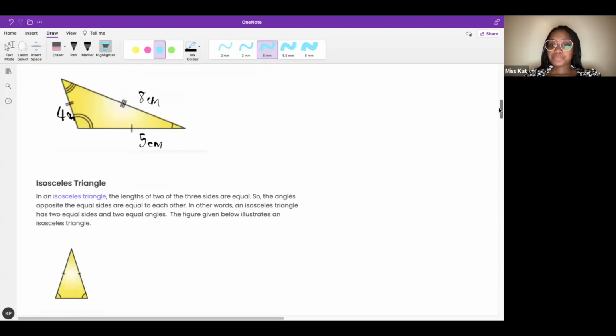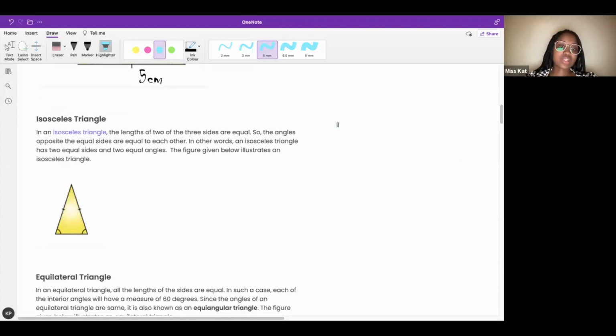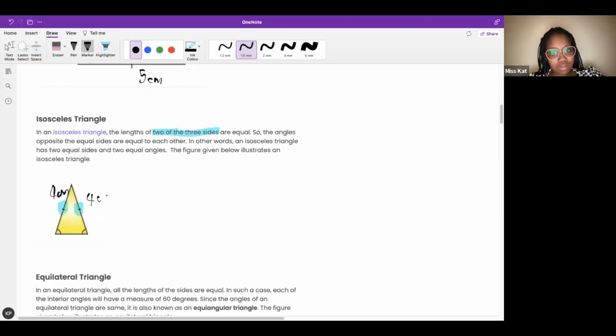Now let's look at the isosceles triangle. In an isosceles triangle, 2 of the 3 sides are equal. So look here. Side number 1, side number 2. If side number 1 is 4 centimeters, side number 2 will be 4 centimeters. That's all it means.